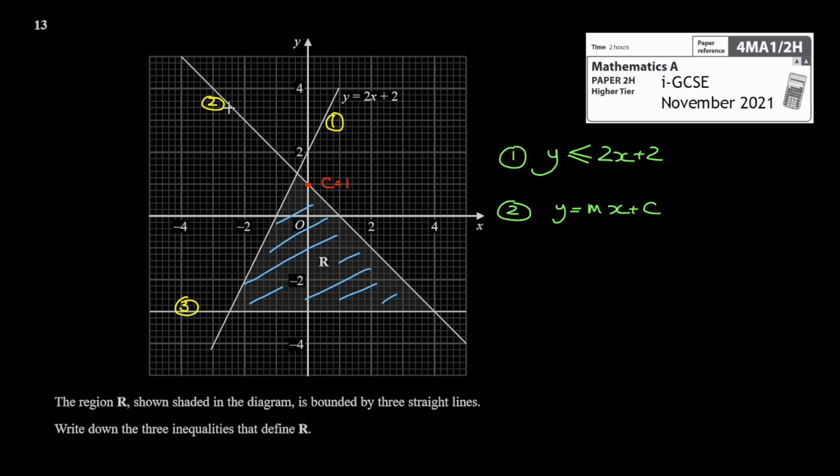What is its gradient? Well, just find 2 good points. If we choose that point and that point, it falls 2 and goes along 2. So its gradient is -1. So m is equal to -1. Popping that in, the equation becomes, and region R is below the line. So our inequality becomes y must be less than or equal to -x plus 1. And that's the second of the 2 results we need.